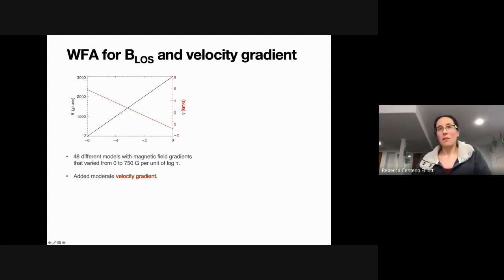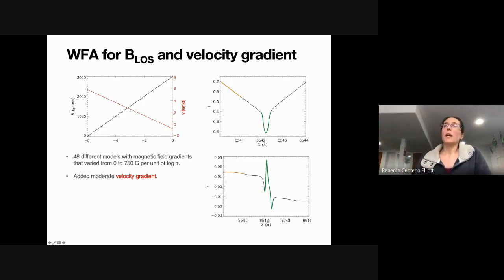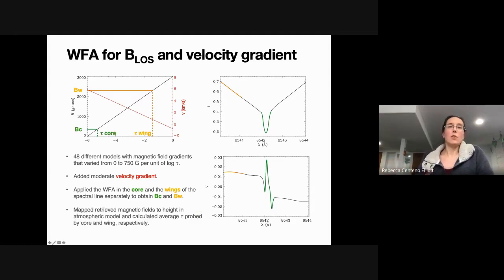So I generated the spectra in the presence of velocity gradients in the same 48 models. And now you can see that both Stokes I and Stokes V have developed asymmetries. I still applied the weak field approximation in the core and the wings of the spectral line separately. I obtained the corresponding values for the magnetic field, and I traced them back to the model atmosphere to obtain the average height probed by the weak field approximation applied in these wavelength ranges.